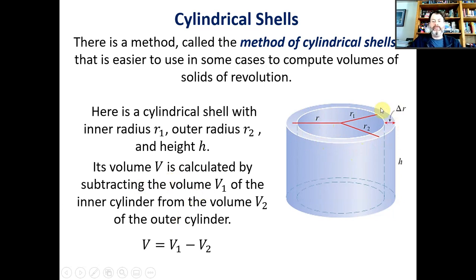So the idea here is that, if you have a big outer cylinder and you subtract the smaller inner cylinder, what you have left is the volume of the shell itself, right? So it's like big cylinder minus little cylinder. And the other thing I want to point out is what R and delta R are, and those are used on the next slide when I compute the formula. Delta R is the thickness of the shell, and R by itself is the average radius. So if you average R1 and R2, it's the average radius. And we need that when we compute the formula.